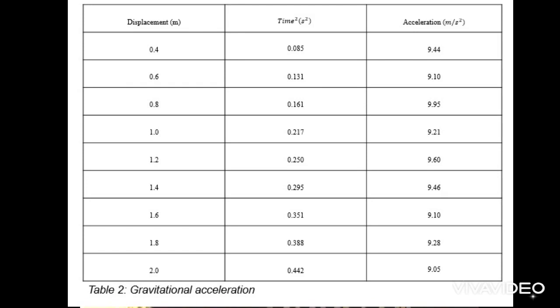In table 2, we can see the displacement values with the average time. Here, 1/2 gt squared was used to calculate g. When we look at the g values, we can see that most of the time g was calculated to be lower than the actual value. This is probably because of frictional forces.